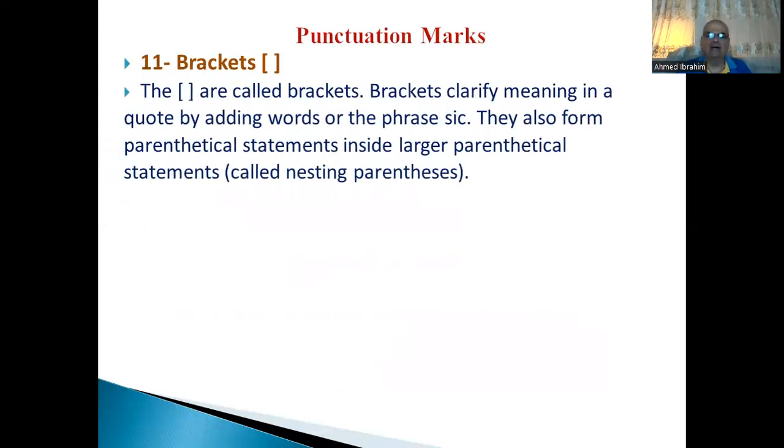Number 11, brackets. The symbols are called brackets. Brackets clarify meaning in a quote by adding words or the word sic. They also set off parenthetical statements inside larger parenthetical statements, called nesting parentheses.